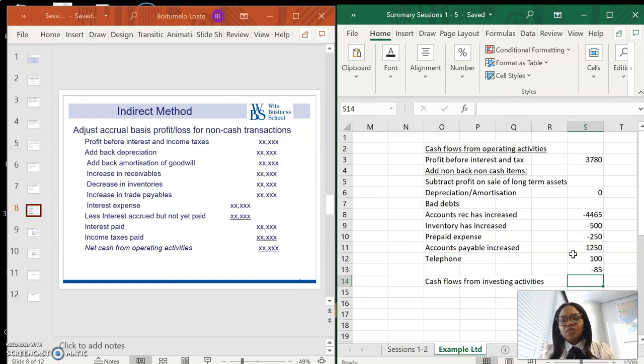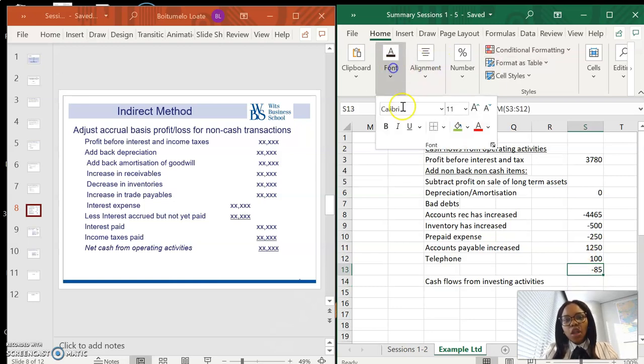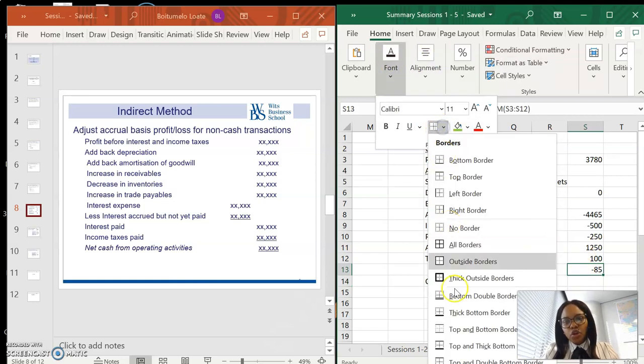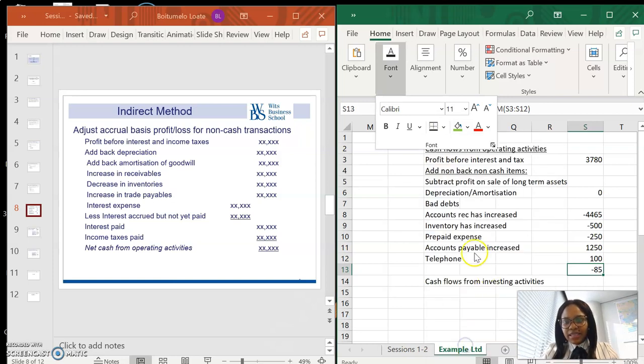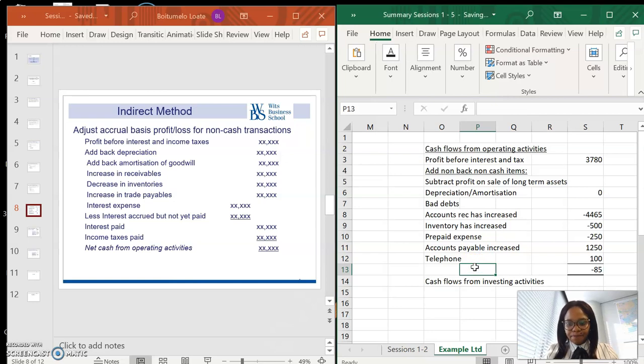You would have noticed for all these balances, accounts receivable, inventory, all of them, they had started off at 0, which means we had just established the business. So we didn't have any closing balances from last year. We used 0 as the closing balance from last year. So our operating activities are currently sitting at negative 85.